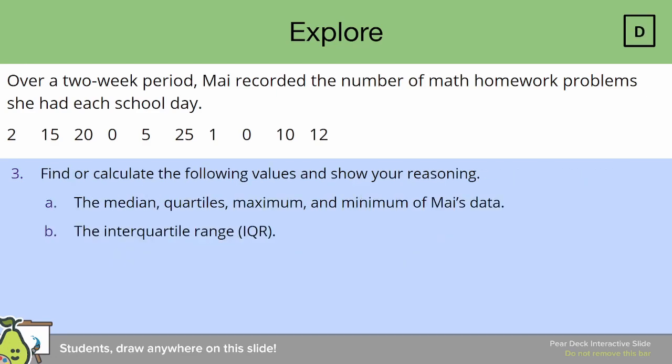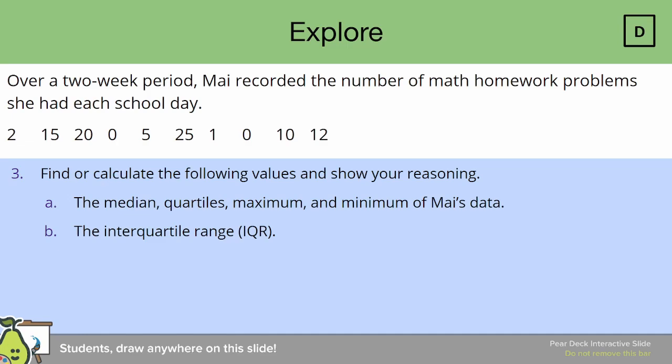Ladies and gentlemen, please pause this video and try number 3 on your own. Please read it, and then we will read it together. All right, welcome back. Now that you've had a chance to read this question to yourself, let's read it together. It says, find or calculate the following values and show your reasoning. For part A, they want the median, the quartiles, the maximum, and minimum of May's data. Please pause the video. When they say the quartiles, what are they referring to?